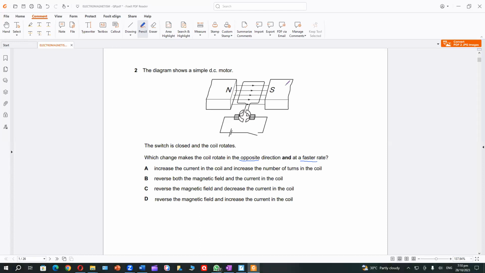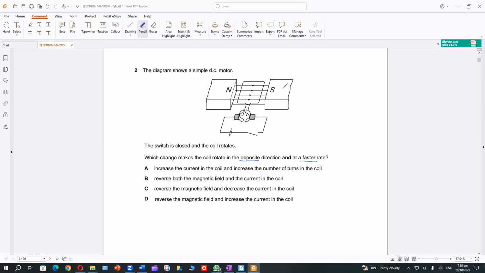Okay. Now you say B. One student is saying A, B. We should not reverse both of them, because option B is not looking fine to me. If I reverse both the current and the magnetic field, it won't help me. The answer is looking to be D.